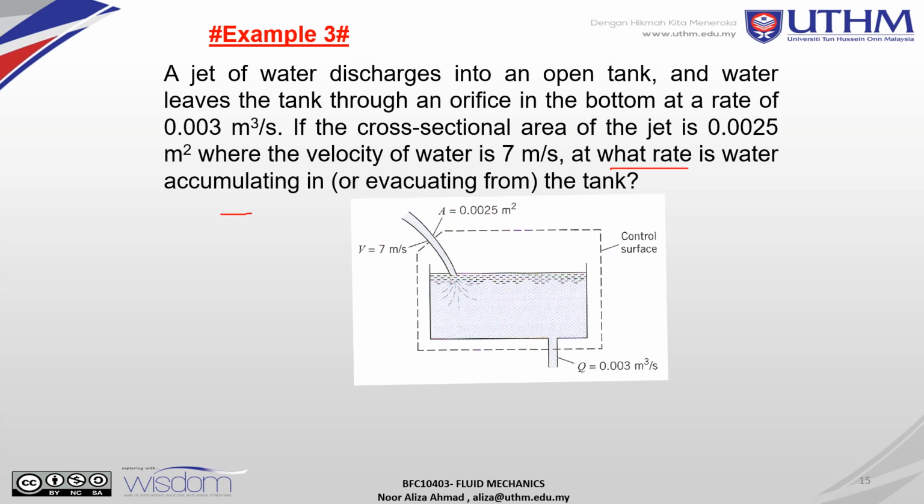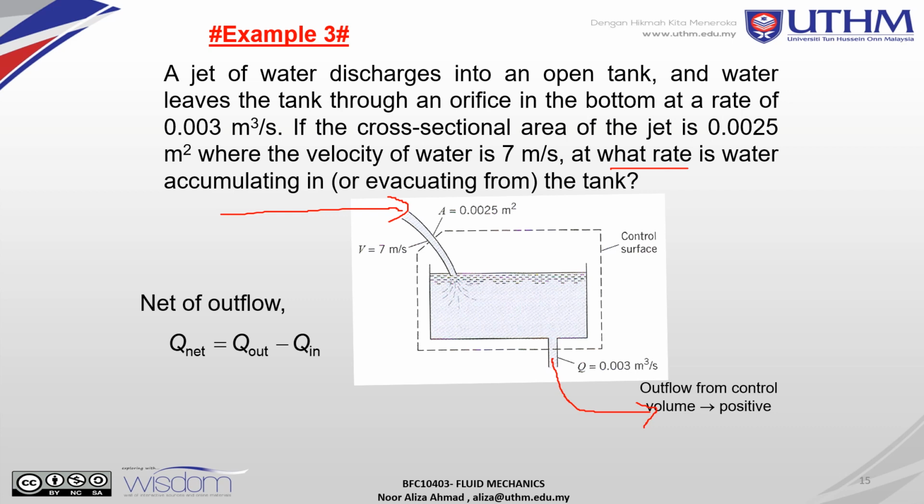Okay, so this is inflow. Net outflow is Q out minus Q in. Inflow into the control volume, and this is outflow from the control volume, so the positive using this equation.